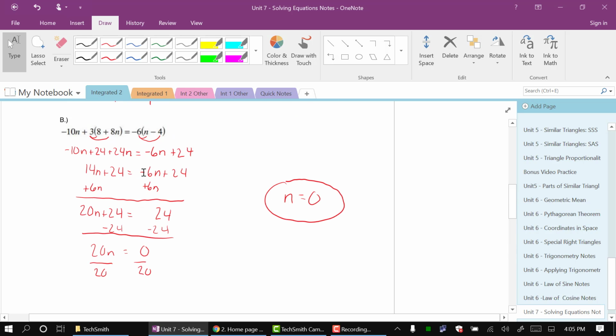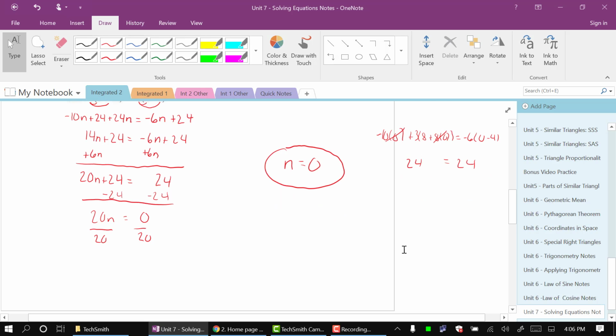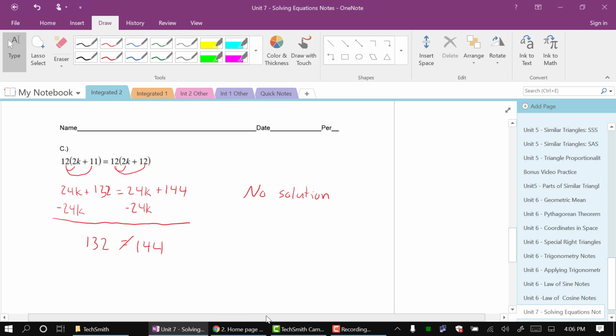And if I was to put that in back here, I'd end up with negative 10 times 0 plus 3 times 8 plus 8 times 0 equals negative 6 times 0 minus 4. So this would just be 0 right here. This would be 0 as well. So this would give me 3 times 8, which is 24, because that's 0. This is negative 6 times negative 4, which is 24. Left side equals the right side. That's why 0 is a solution. Where here, there's nothing we can put in that'll work it out.